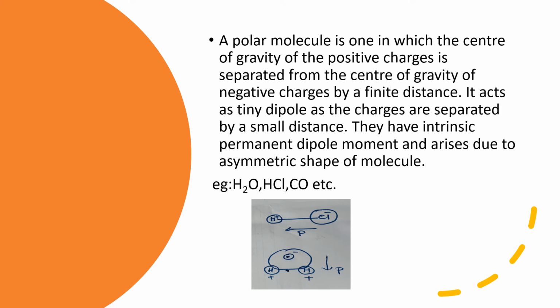In the case of HCl, the positively charged hydrogen and the Cl- ions are separated by a finite distance. The center of mass of the positively charged region and the center of mass of the negatively charged region are separated by a finite distance. It is called a polar molecule. Also in the case of H2O, the water molecule, the center of mass of the two H+ ions and the center of mass of the O- ions are separated by a finite distance, and hence it has a permanent dipole moment.